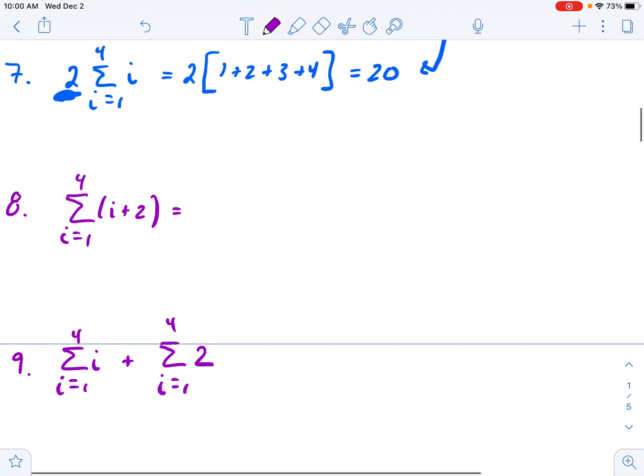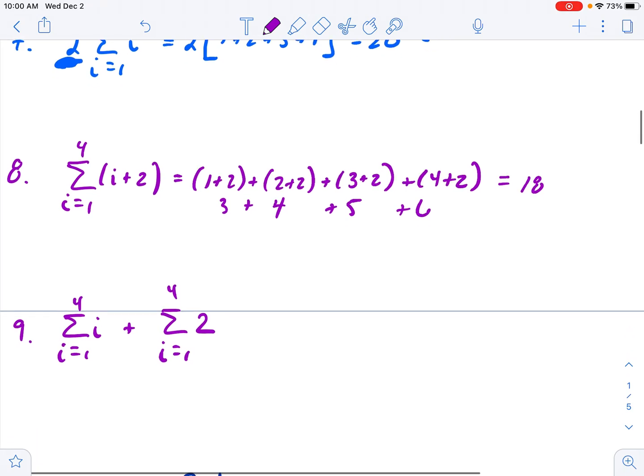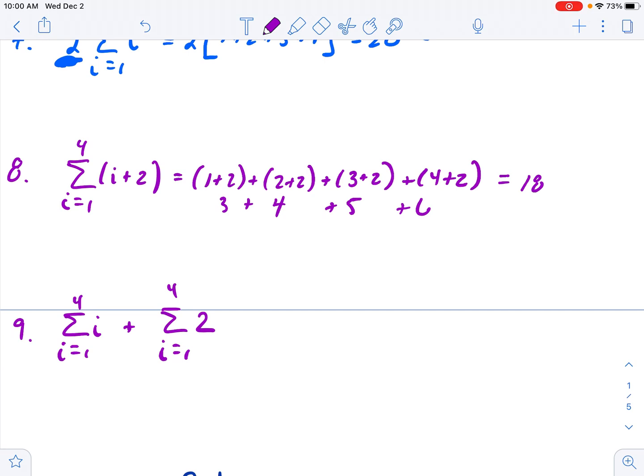The summation as i goes from 1 to 4 of quantity i plus 2. So we would first have 1 plus 2, plus 2 plus 2, plus 3 plus 2, and finally 4 plus 2. And we're looking at 3 plus 4 plus 5 plus 6. And that is going to add up to... I didn't actually add it up. Let's say 3 plus 4 plus 5 plus 6 is 18. Okay? And now look at number 9.